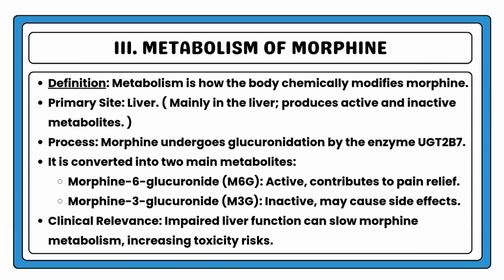Metabolism of morphine. Metabolism is how the body chemically modifies morphine, and the primary site is the liver, producing active and inactive metabolites. Morphine undergoes glucuronidation by the enzyme UGT2B7. It is converted into two main metabolites: active M6G, which contributes to pain relief, and inactive M3G, which may cause side effects. Impaired liver function can slow morphine metabolism, increasing toxicity risk. This is the clinical relevance.